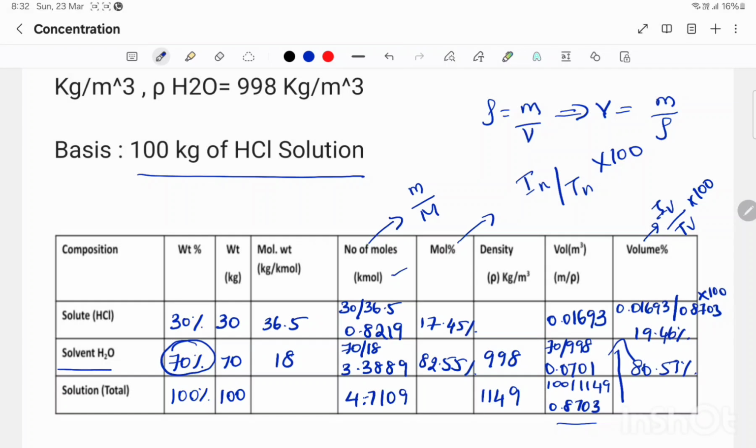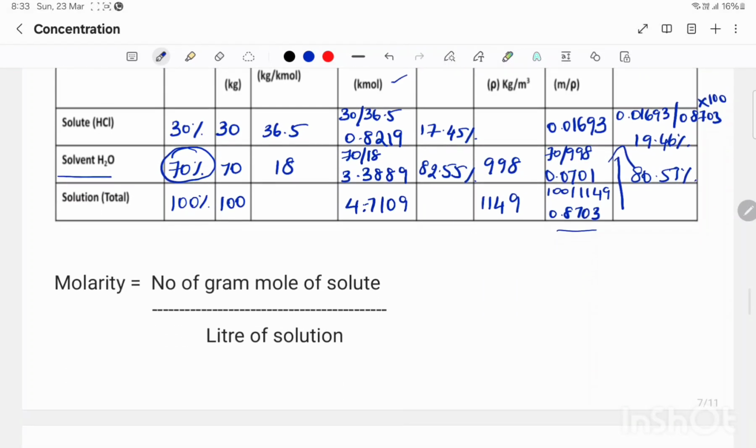So next question is, we have to calculate molarity, molality, normality and ppm. So molarity is the number of gram mole of solute by liter of solution. So from the problem, we have to pick out the data, gram mole of the solute. So here the number of moles of solute is 0.8219 and the unit is kilomole. So we should write in gram mole. So 0.8219 kilomole into gram mole is 10 raised to the power 3 gram mole, divided by liter of solution.